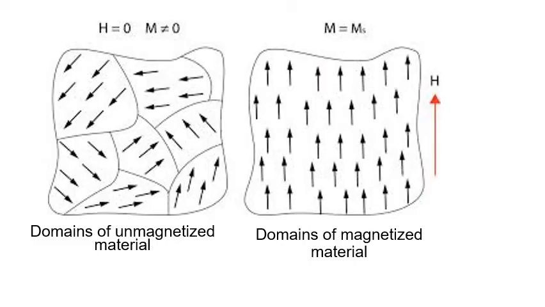We have two diagrams here. The diagrams on the left represent domains of unmagnetized material. For domains of unmagnetized material, they are pointing in different directions and their magnitudes cancel each other. But when you look at the ones on the right side, the domains of the magnetized material, you see that all of them are pointing in the same direction. And this, we are talking about the domains of magnetized material.